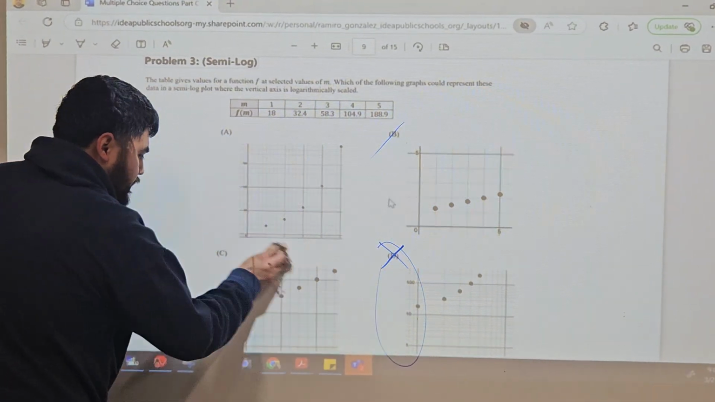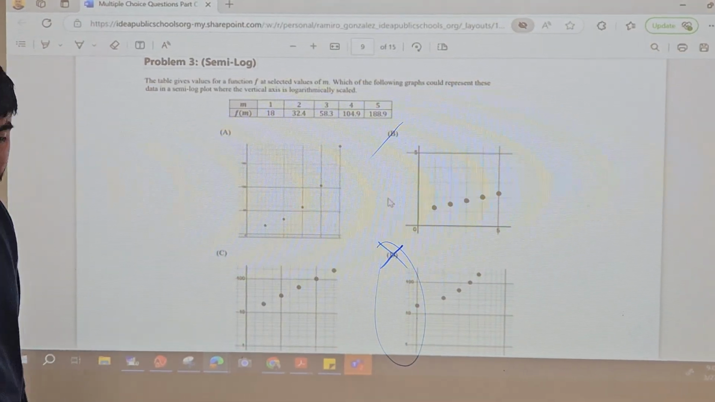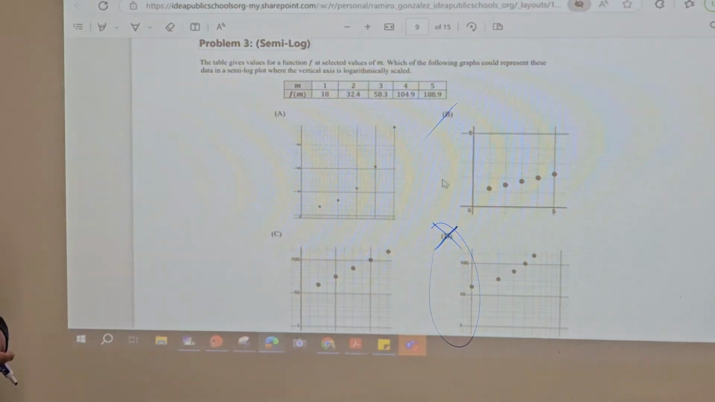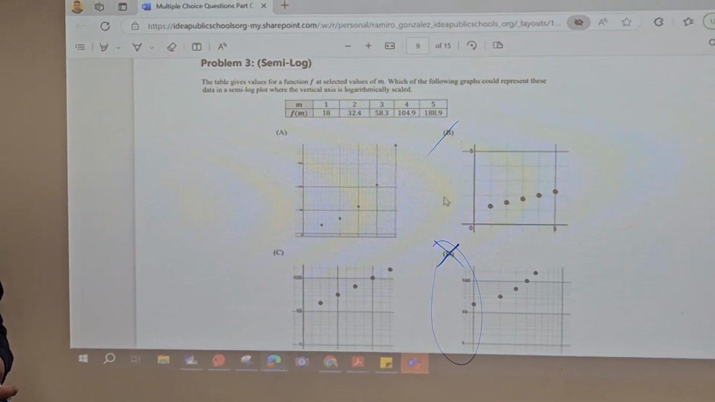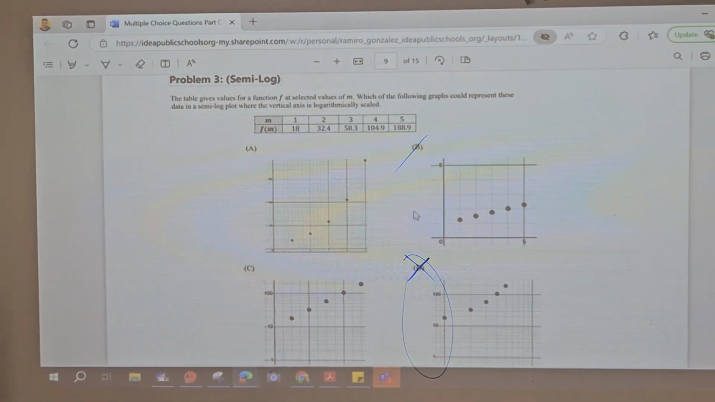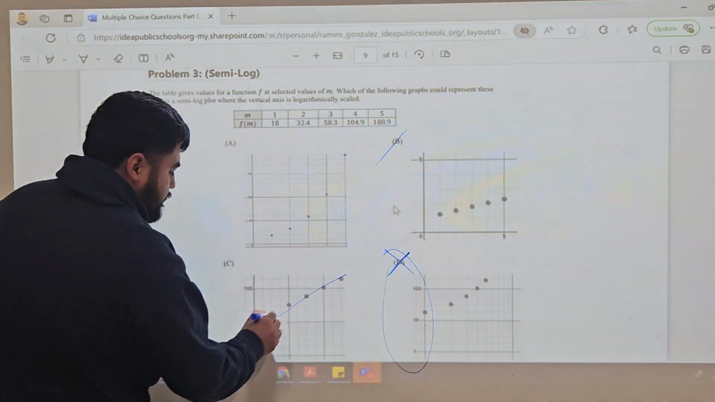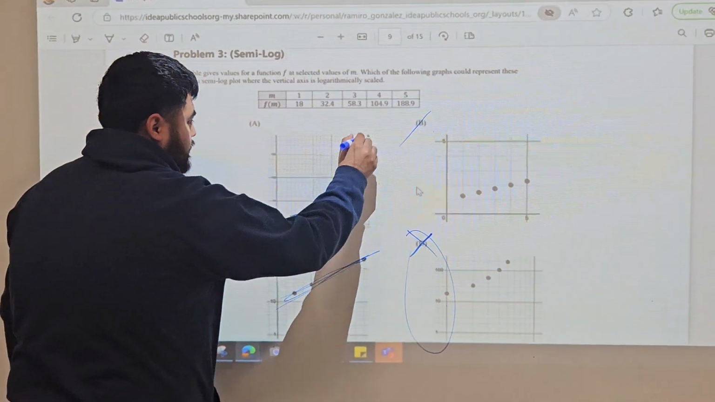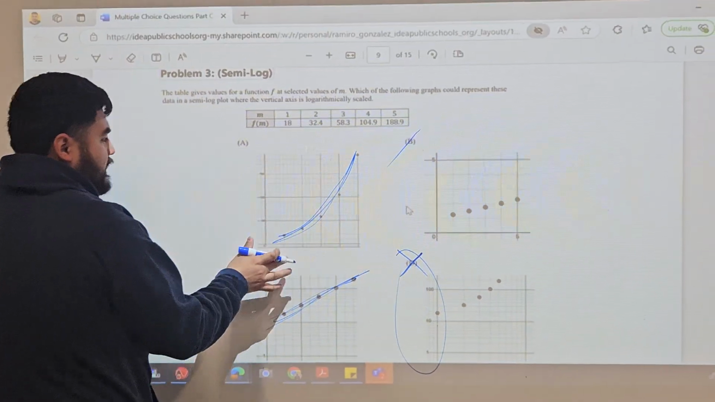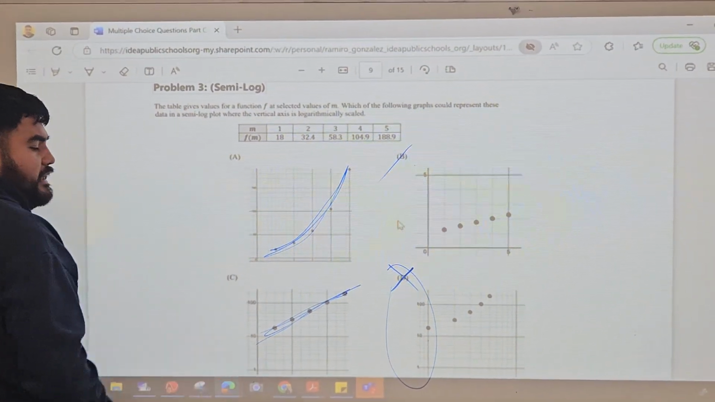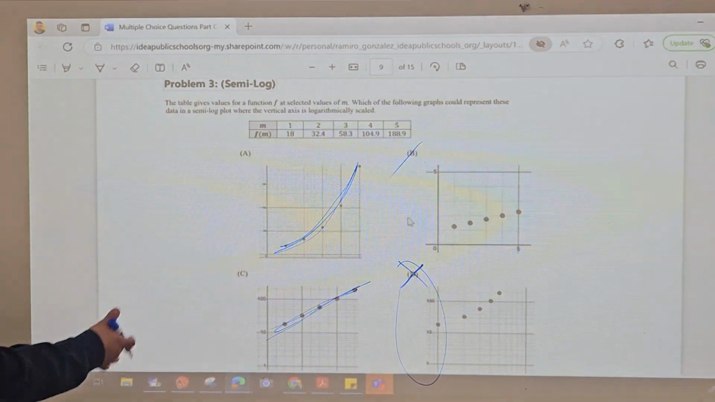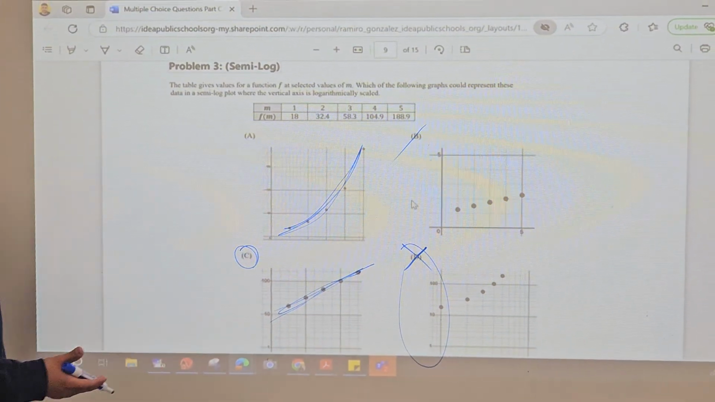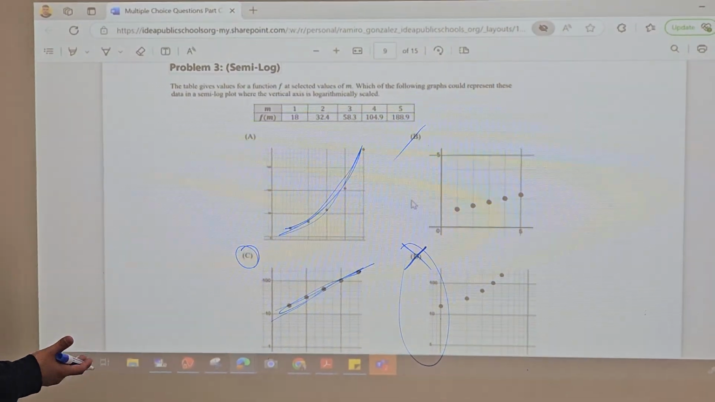Just another tip for semi-logs is to consider that whenever you're graphing these things, your graph is going to be basically looking like a linear graph. So if you compare this line to that one, check it out. This one looks like an exponential, and this is a linear graph that you want. So from these two, which one looks more like linear? Well, obviously C. And this is how you take care of the semi-log graphs.